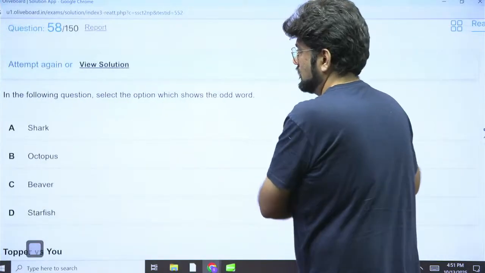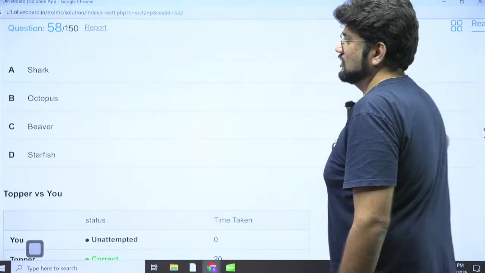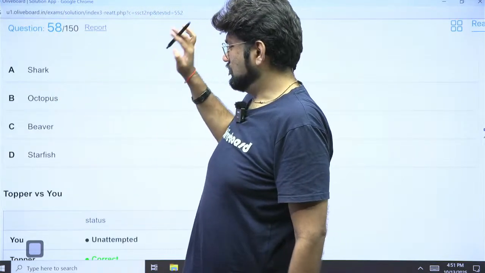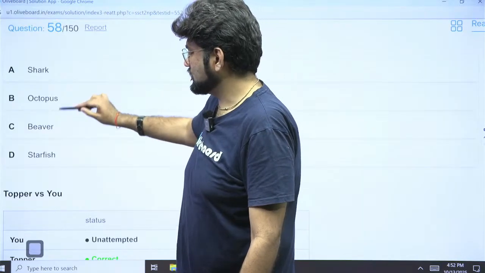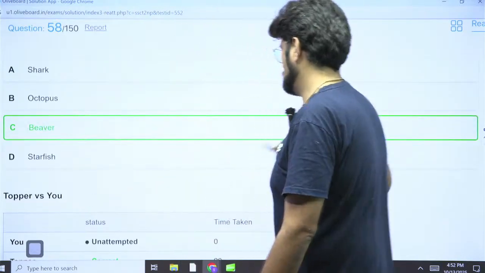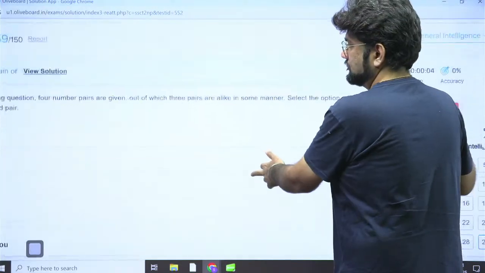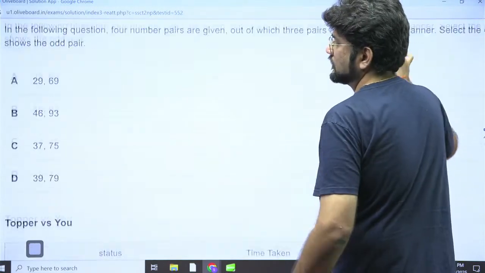Excellent. In the following question, select the options which shows the odd word: shark, octopus, beaver, starfish. I think shark, beaver. Okay, they are not. It's not about mammals or reptiles. I think shark, octopus, and starfish live in the water. Beaver does not. 20 seconds. Easy question. Three are alike. One is odd. Okay.